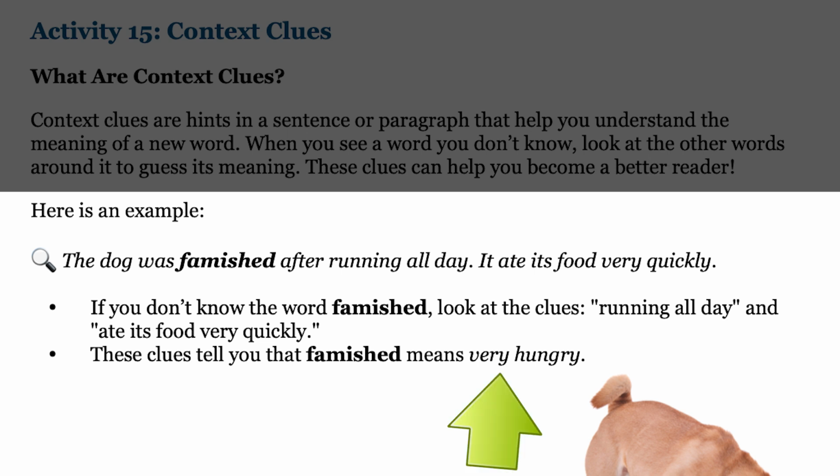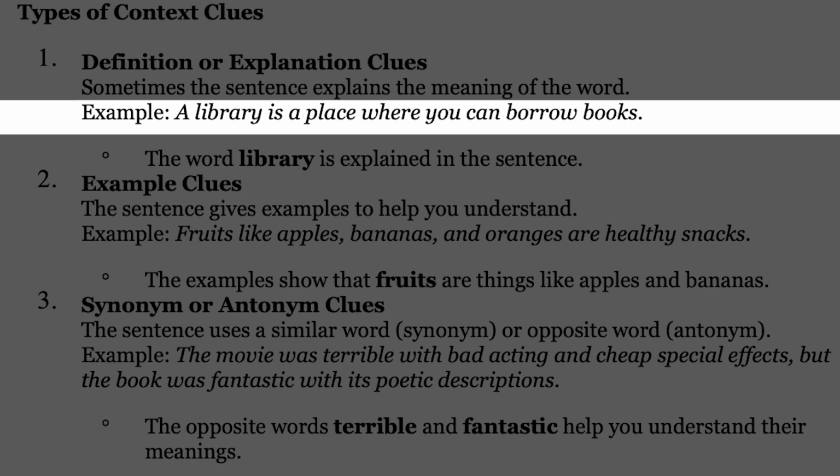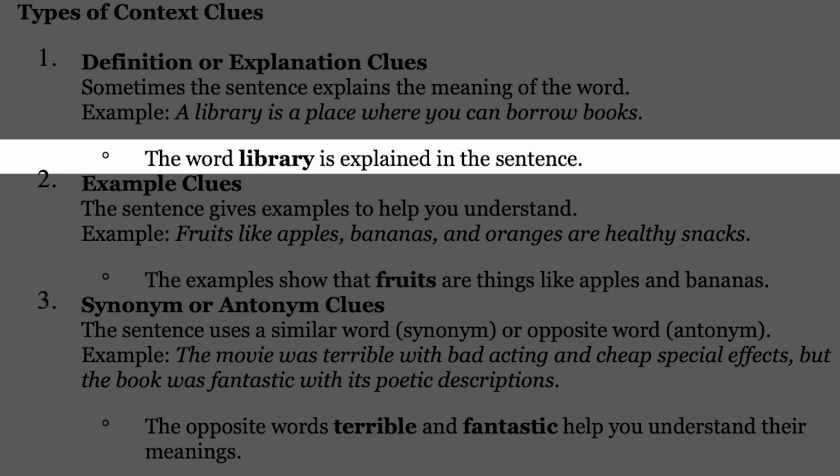So let's talk about 3 types of context clues. First, there are definition or explanation clues. Sometimes the sentence explains the meaning of the word. For example, a library is a place where you can borrow books. The word library is explained in the sentence.